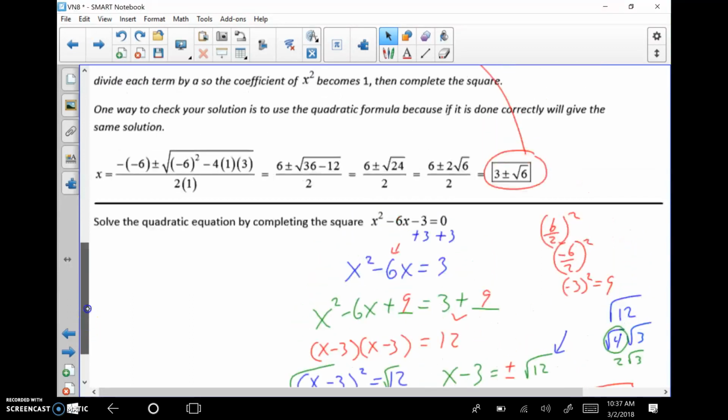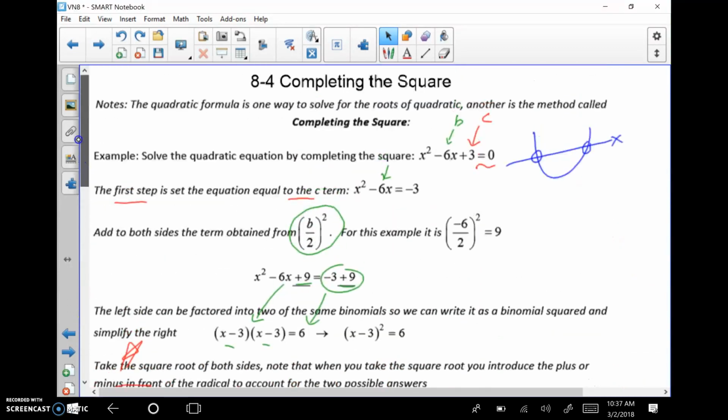But this is an important procedure which is going to come up in every year for your next several math courses. So this and quadratic formula, these are two of the most important things we do in this entire year.